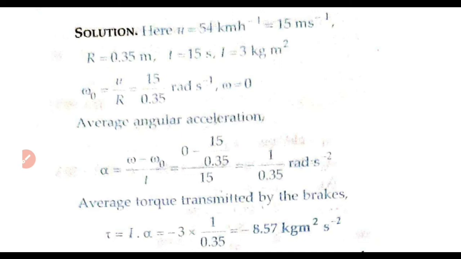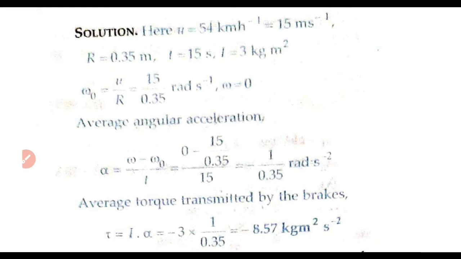Now omega and omega 0: finally it is coming to rest, so omega, the final angular velocity, is 0. Now the initial angular velocity we need to find. We can use the simple equation v equal to r omega, so omega equal to v by r. The initial velocity is given as 54 km per hour. We can convert kilometer per hour to meter per second by multiplying with 5 by 18. So 54 into 5 by 18, we get 15 meter per second.